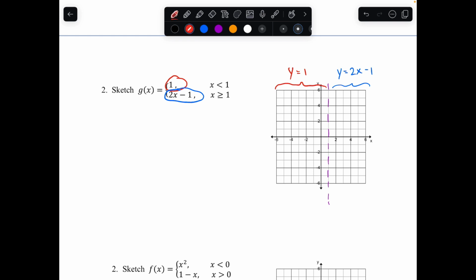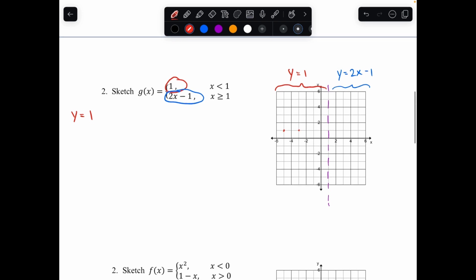So starting with the red, when I'm looking at x values to the left of 1, my y value is going to be equal to 1. So it turns out for all of the x values to the left of 1, I'm always going to have a y value of 1. So we could even plot a couple of those points. If I plug in -5, my y value is going to be 1. If I plug in -3, my y value is going to be 1. If I plug in -1, my y value is going to be 1. And so this is just a horizontal line. I can go ahead and sketch that in right now.